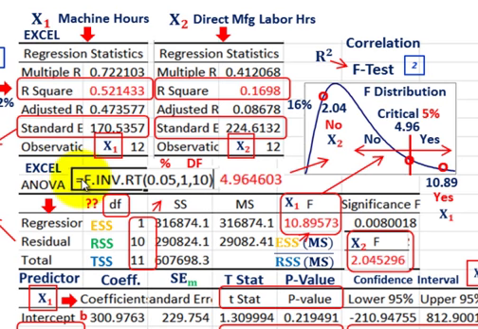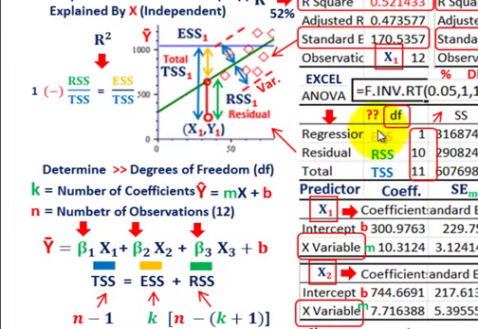So with Excel we use equals, this is the function, equals F.INV.RT, and then we have to put in what we're looking at as far as our critical percentage, and we're looking at 5%, and then you have to put in your degrees of freedom. We could take our degrees of freedom right off our ANOVA table. And let's understand that here. The regressor, that ESS, let's go and look at that.